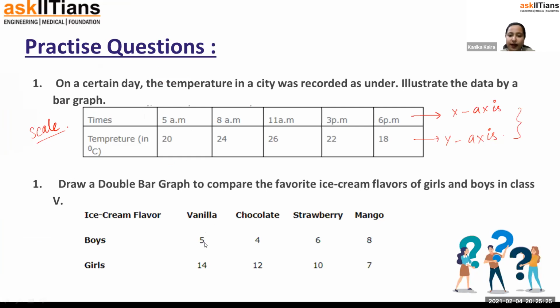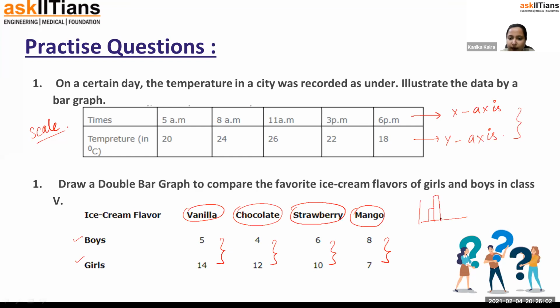Draw a double bar graph to compare the favorite ice cream flavors of girls and boys in class 5. In this case, they have given you the data for boys and girls. Now you can draw the double bar graph since for vanilla there are two frequencies. For chocolate, there are again two frequencies. For strawberry, two frequencies. Mango, two frequencies. So whenever you are drawing the graph, let's say I'm talking about vanilla, this would be 5 and then 14. This is how it works.